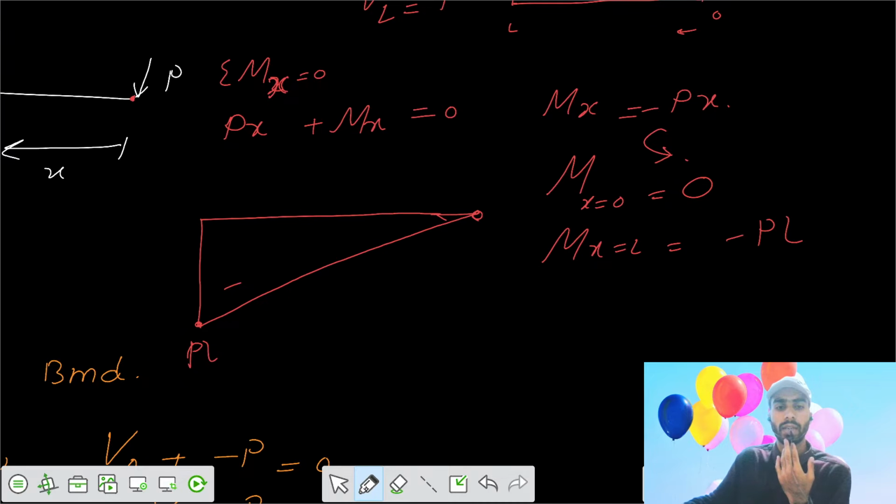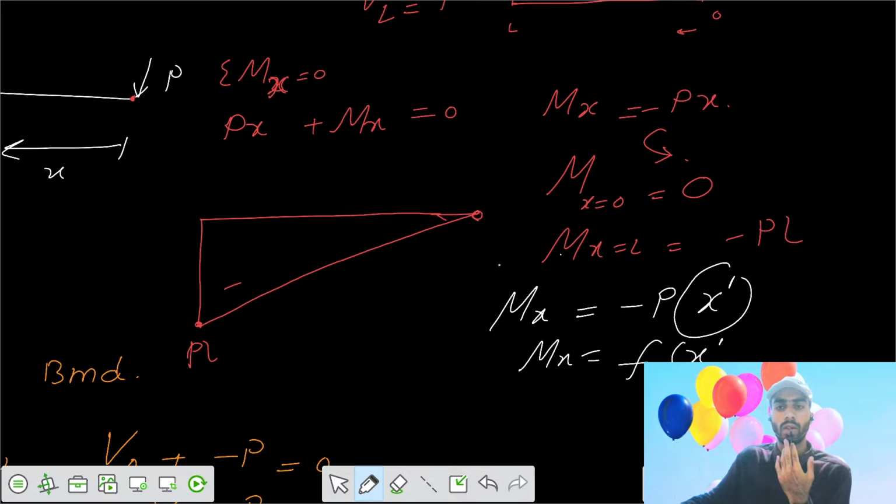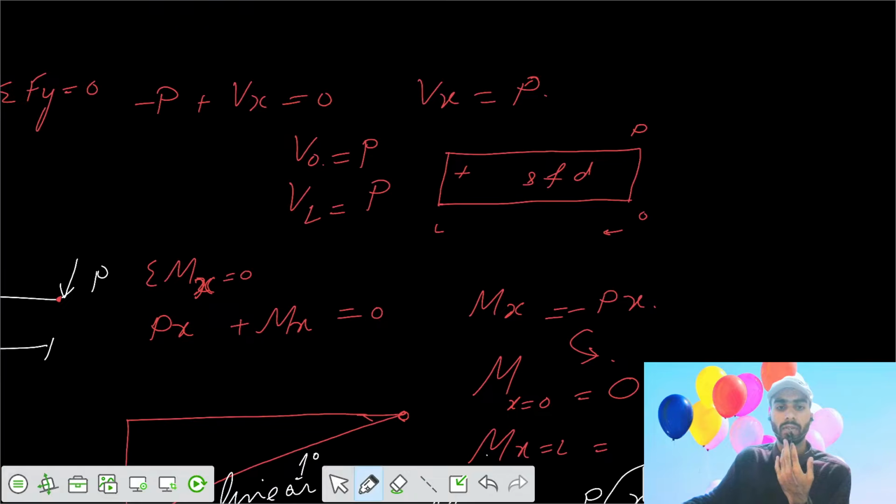Why a straight line? We can clearly see from the equation that moment at x equals minus P times x to the power 1. So your function moment Mx is a function of x to the power 1. So that's linear, or we can say first degree. Similarly, for the shear force, we had Vx equals P, which we can also write as P into x to the power 0. So your shear force is independent of the variation in x, so your P remains constant.